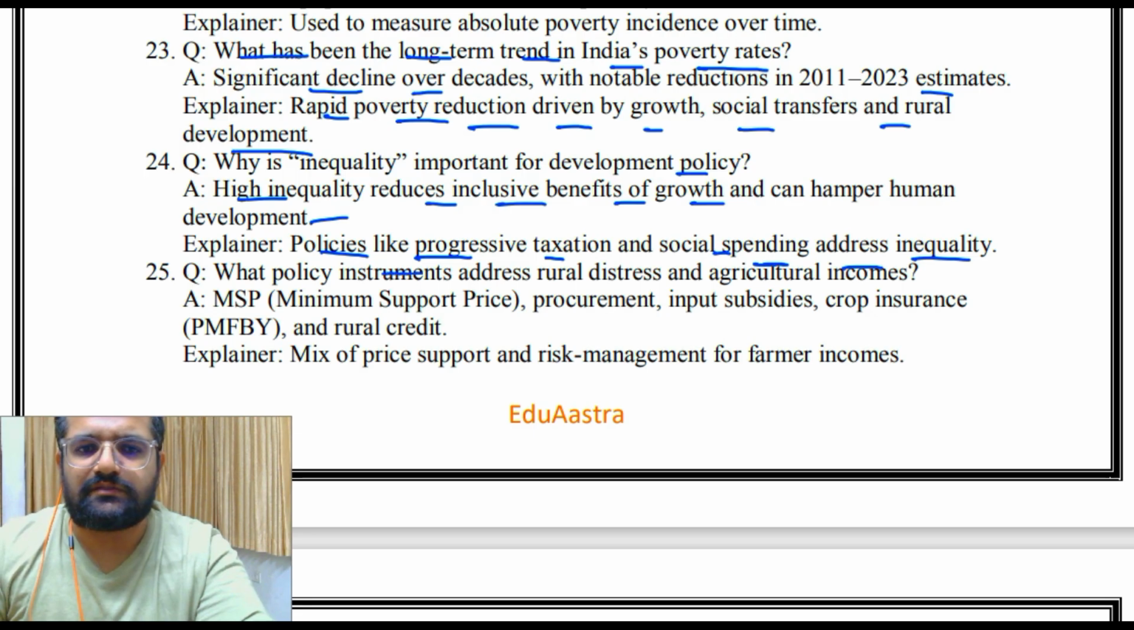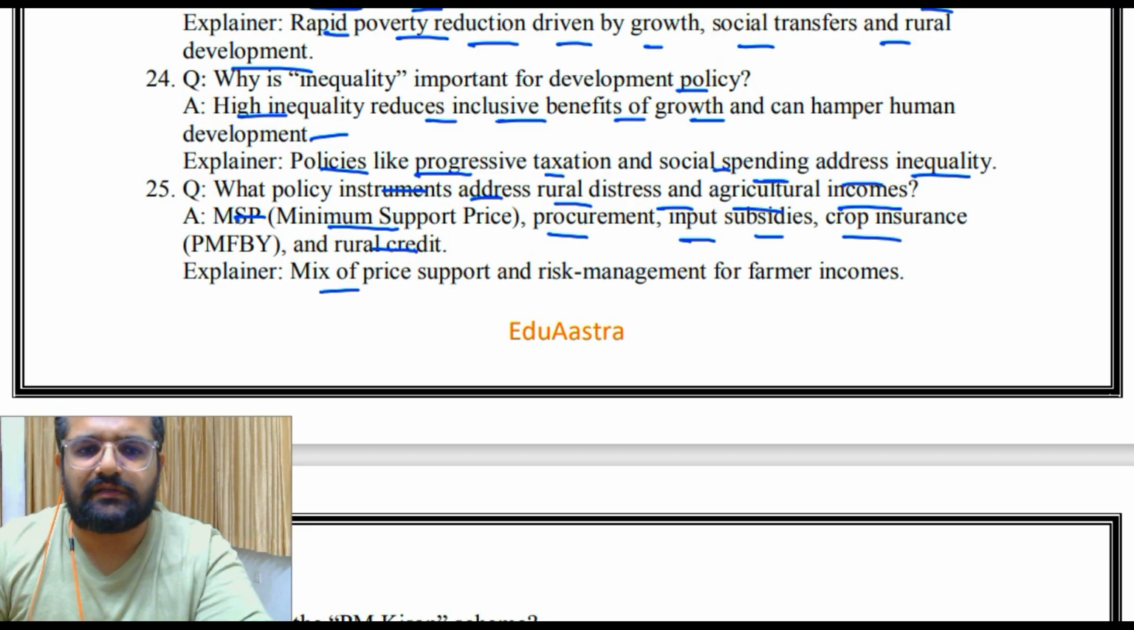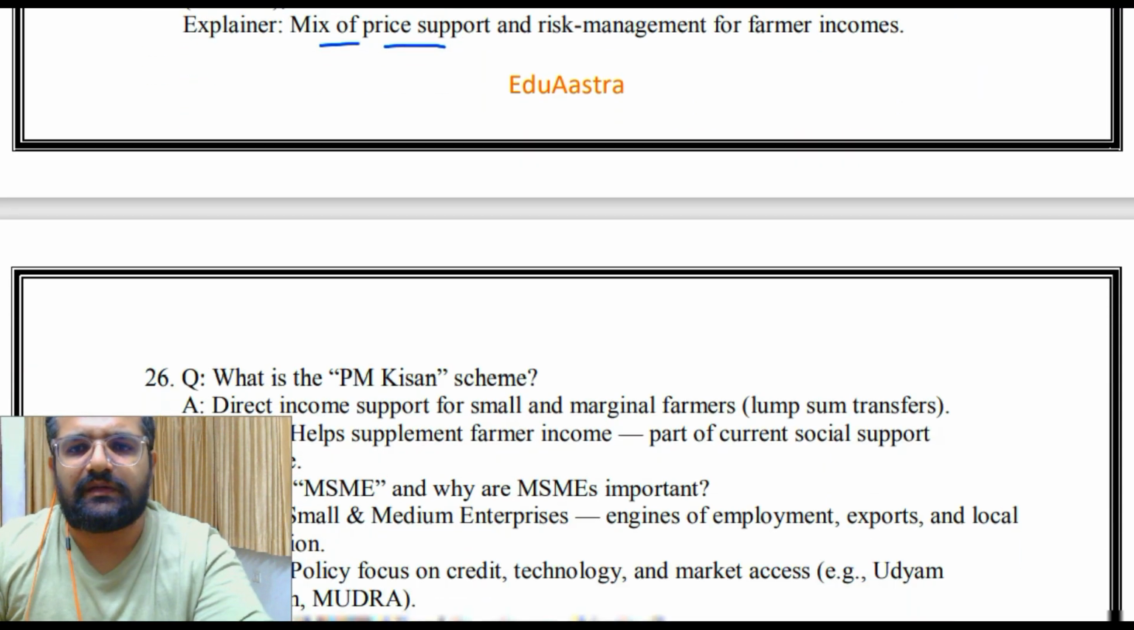What policy instruments address rural distress and agricultural incomes? MSP, minimum support price, procurement, input subsidies, crop insurance, and rural credit. A mix of price support and risk management for farmers' income.